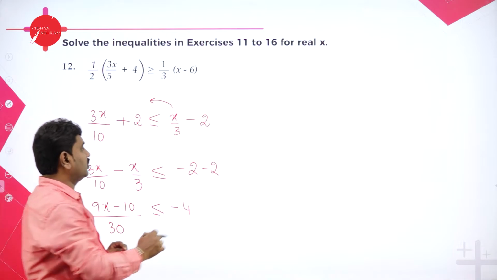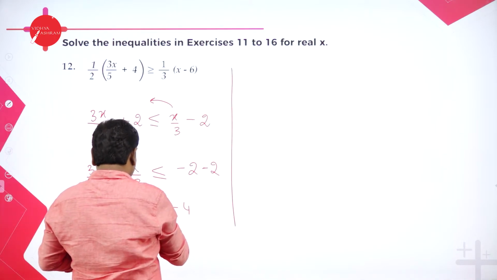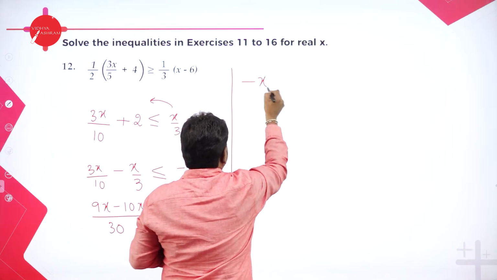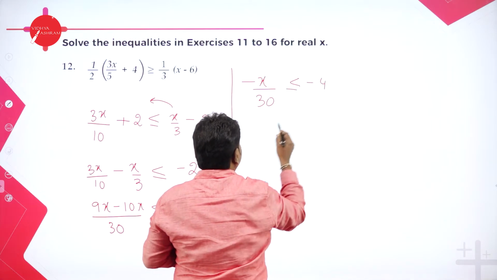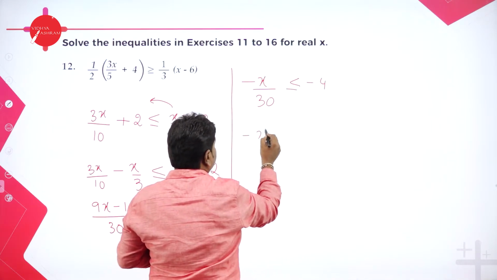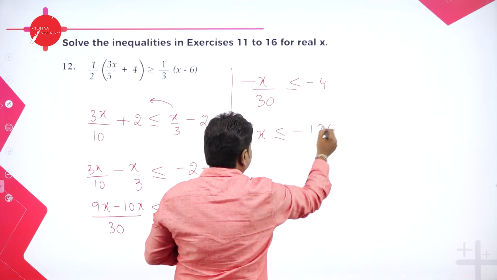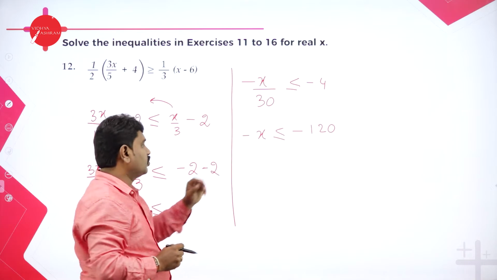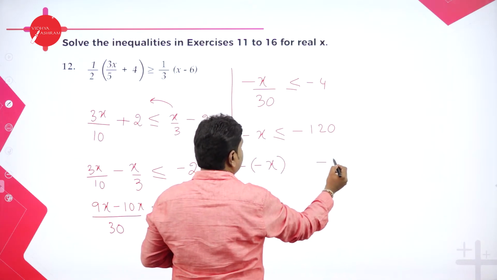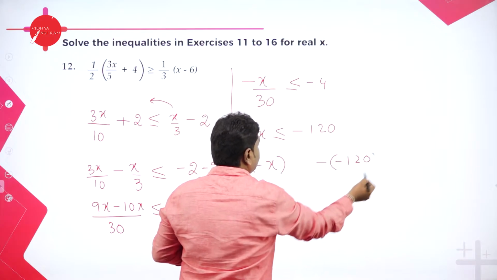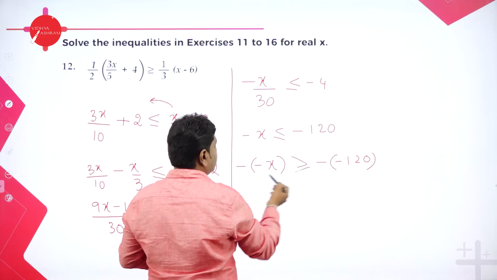Transfer 30 to RHS, so it will become 9x minus 10x becomes minus x divided by 30 less than or equal to minus 4. That is minus x less than or equal to minus 4 into 30, 120. So now multiply minus on both sides. When you multiply minus on both sides, minus of minus x, this will become minus of minus 120. I told you, whenever you multiply minus on both sides, relation changes. Less than becomes greater than or equal to.